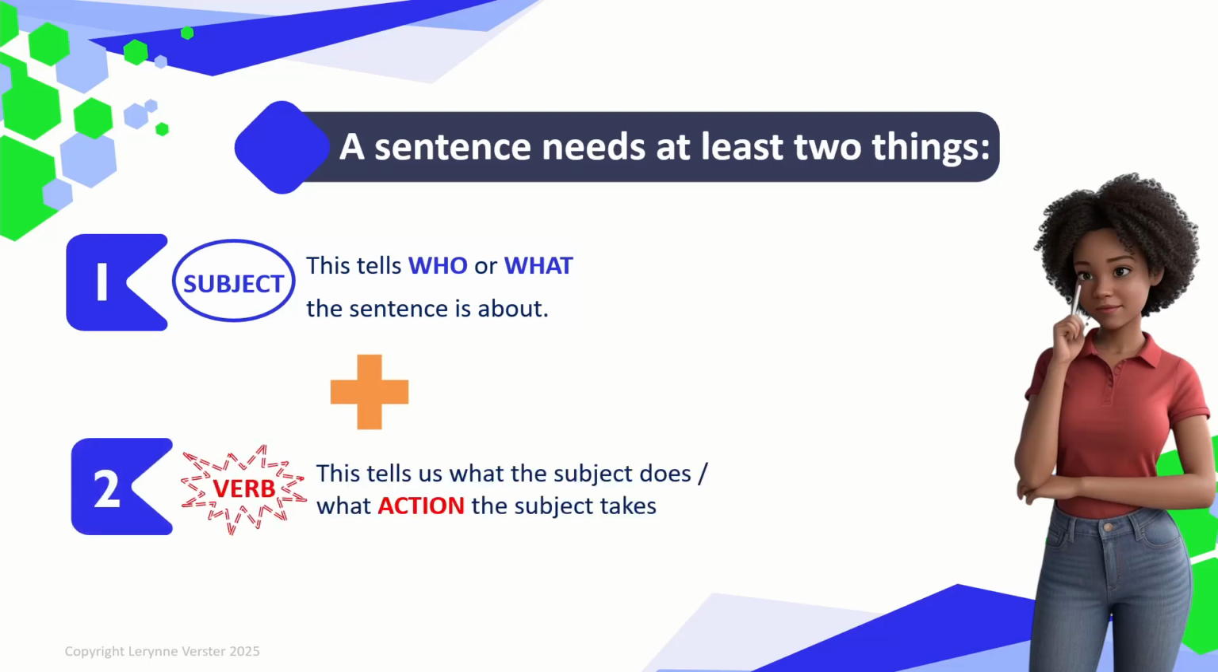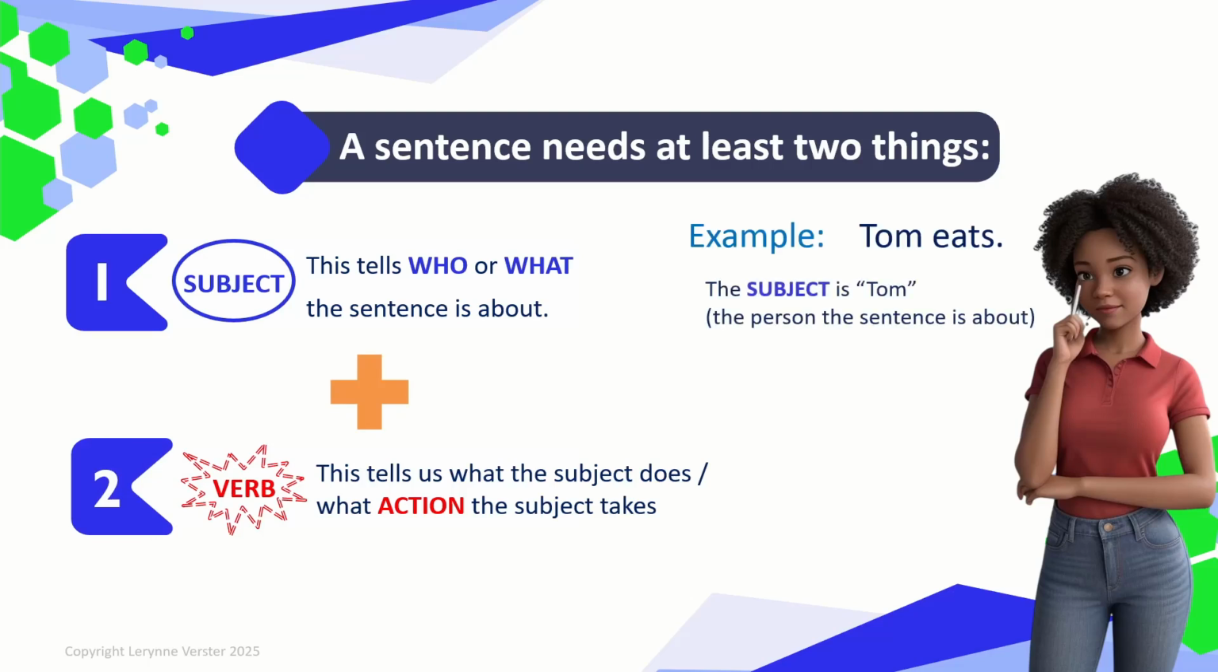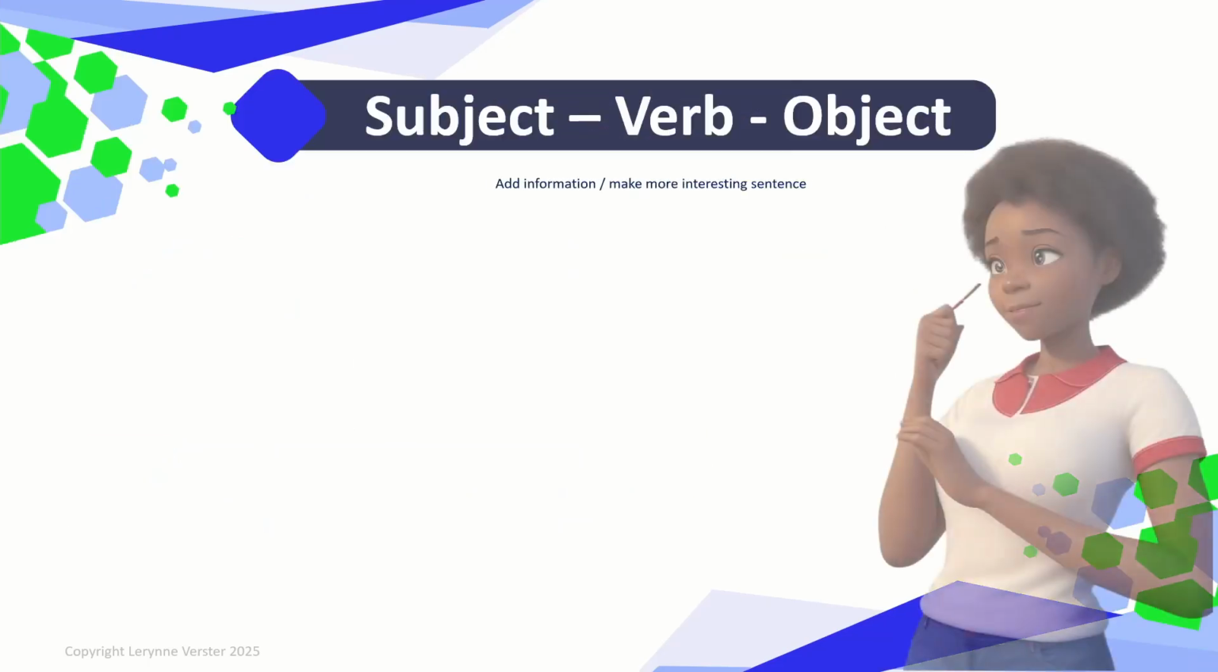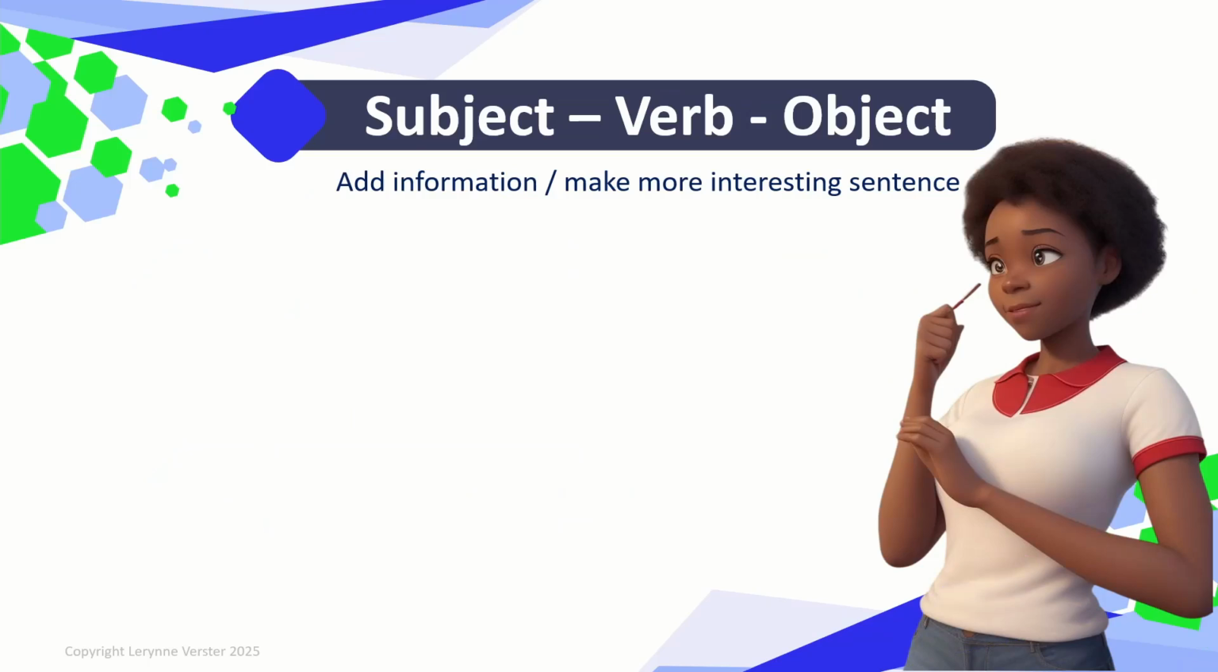For example, Tom eats. Here, the subject is Tom, the person the sentence is about. The verb is eats. The action Tom takes, what Tom is doing. But wait, this sentence can be even clearer and more interesting if we add more information. Let's look at an example.